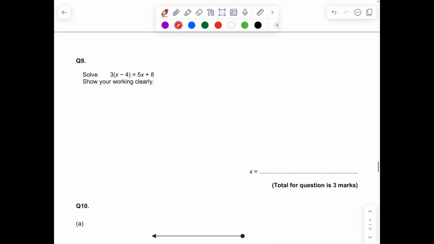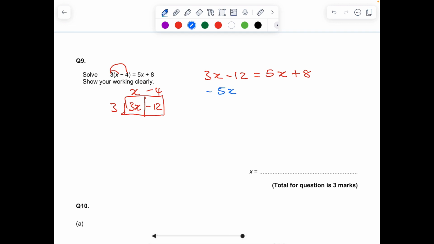Next one. Okay, expand the brackets. So if you want to use the grid, you can. If you don't, that's also fine. Just make sure that you're doing 3 times x, which is 3x, and you're doing 3 times minus 4, which is minus 12. Okay, once you've done that, 3x take away 12 equals 5x plus 8. Then you can do all the things that we've done before. So nice and easy. It's up to you which way around you go.